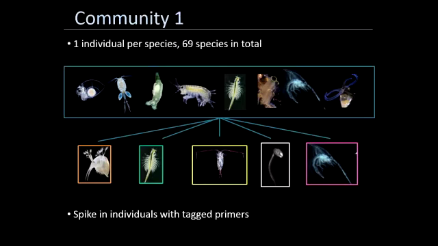And just to explain a little bit more about the method, we built 2 communities. So the first one had 1 individual per species, and there were 69 species in total. So I made a core community where I mixed together the individuals, DNA extracted, did the PCR, but then I also used a method where I took single individuals of different species, individually PCR amplified them, so did individual DNA extraction, PCR amplification with these tagged primers, which means that when you analyze your data, you can separate that individual out, so you can really see what sequences were generated by that individual and OTU cluster that data.